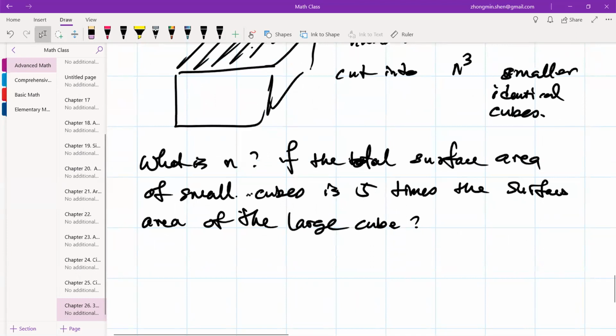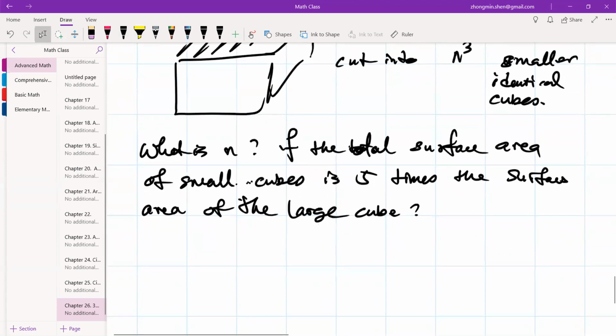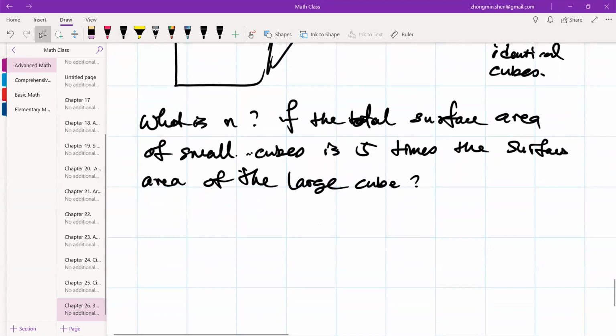Okay, so you have to count. N equals 150. Not the surface area of one. I just want to find the n. N is 5. You don't know the exact size yet.